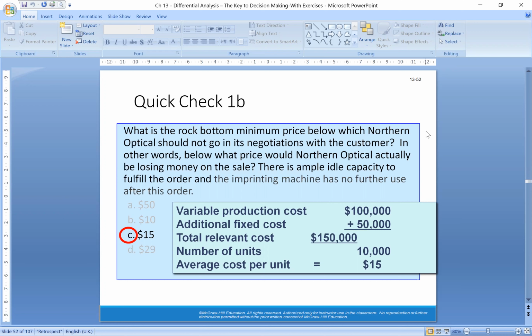Now, the minimum price that I can accept for the 10,000 units, which is 15, comes from 150,000 divided by 10,000 units. So at least we will accept the 15. The 15 gives you what, by the way? The break even. So we don't have any profit. So the minimum price that we can accept is 15.